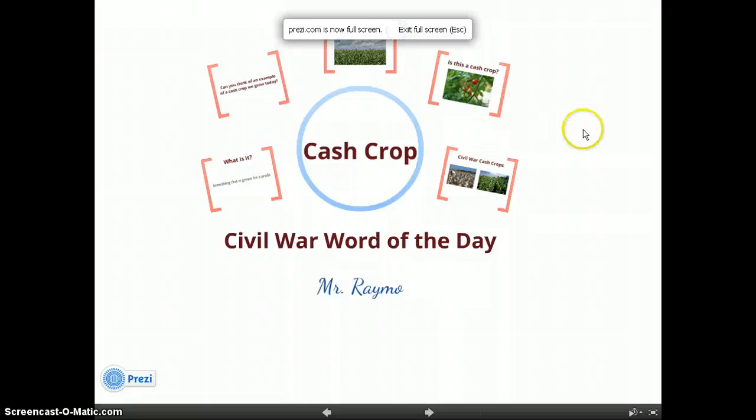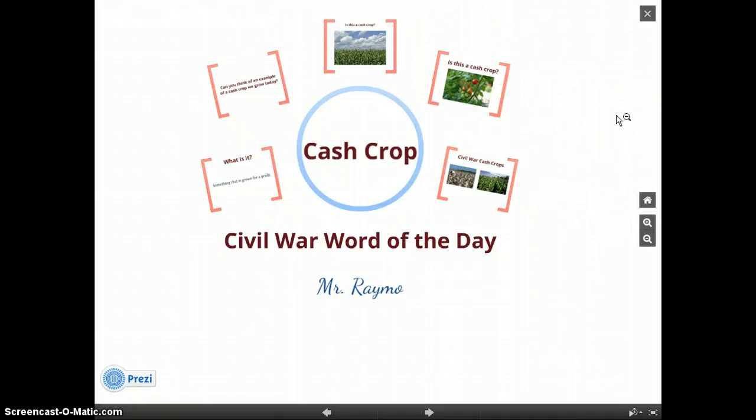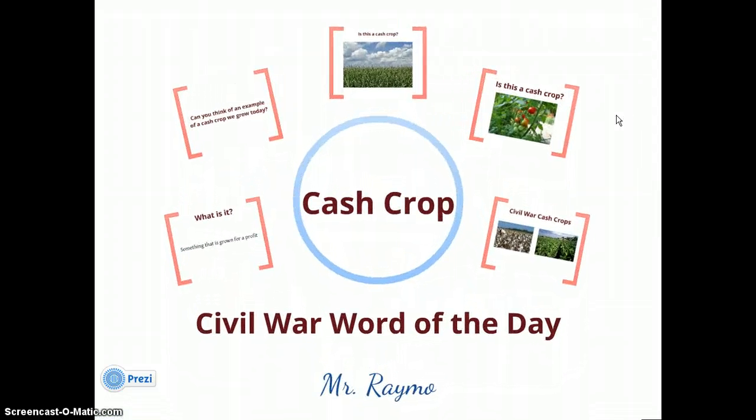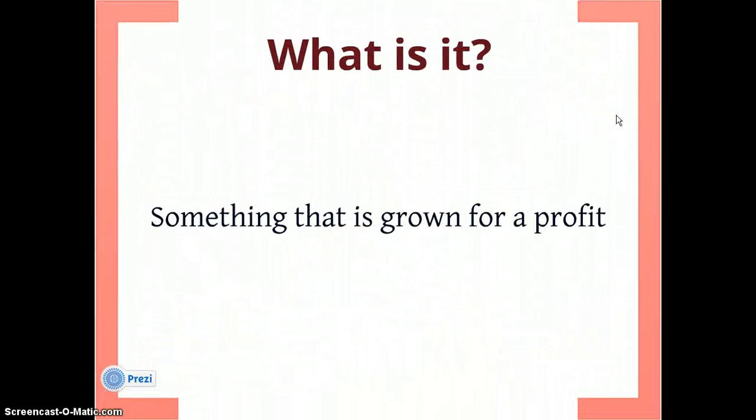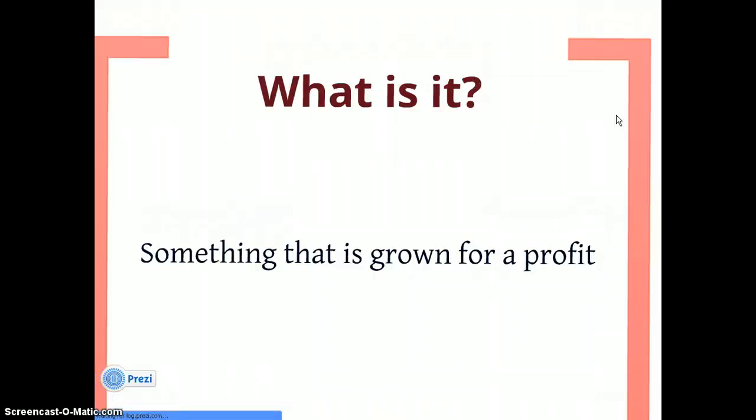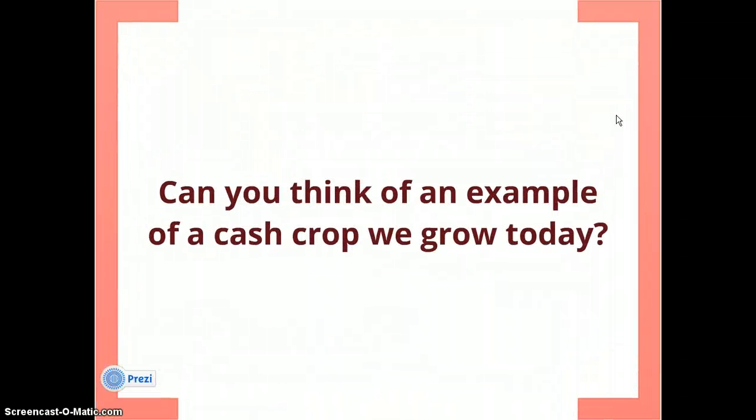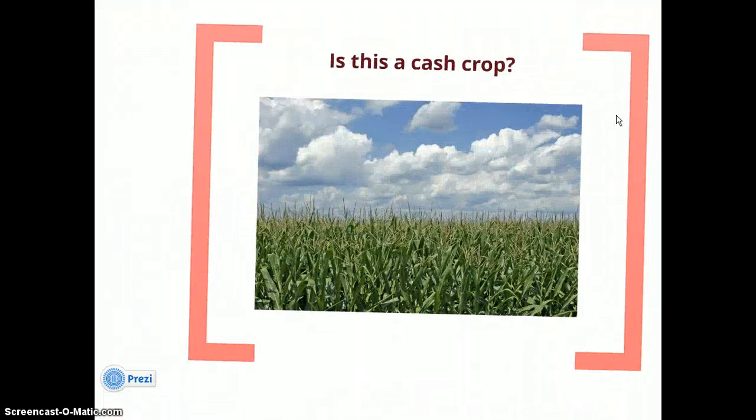And so what this is, I just did like a Civil War word of the day, for example, and so we're going to talk about cash crop. And so we have cash crop, and so I have, what is cash crop? It's something that is grown for a profit. And can you think of an example of a cash crop we grow today? And then I'll pause, give students the opportunity to answer, or I can hit pause in the video.